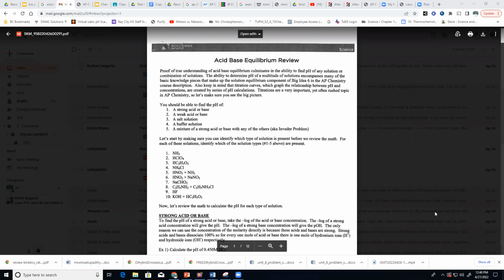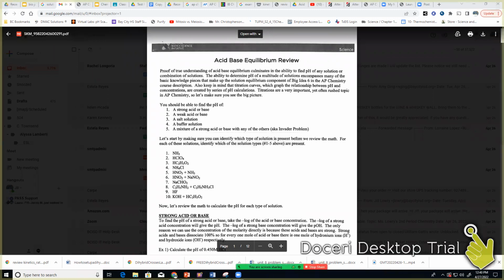We want to identify what type of solution is present because that becomes half of the battle. So looking through those different things, we'll just identify them all. NH3 is going to be a weak base. HClO4, that was one of our strong acids. Acetic acid, weak acid. NH4Cl, that would be a salt of a strong acid, because that comes from ammonia and hydrochloric acid.